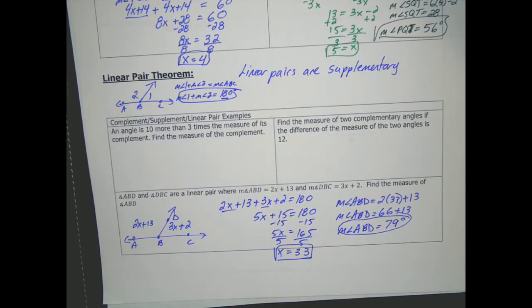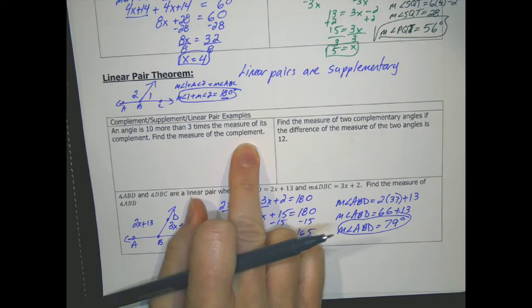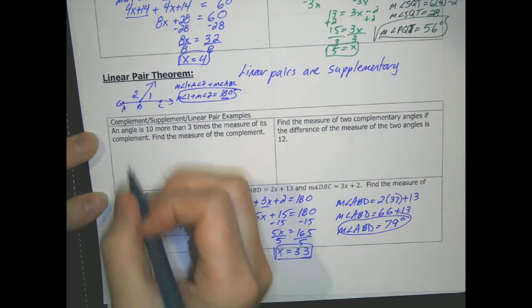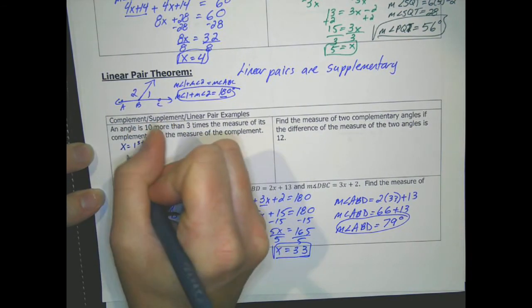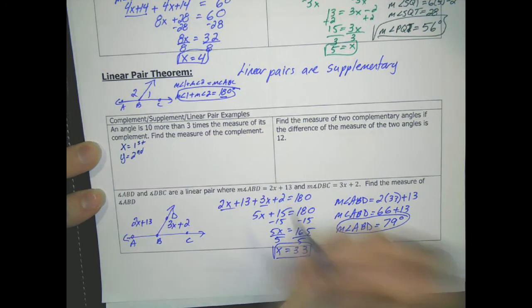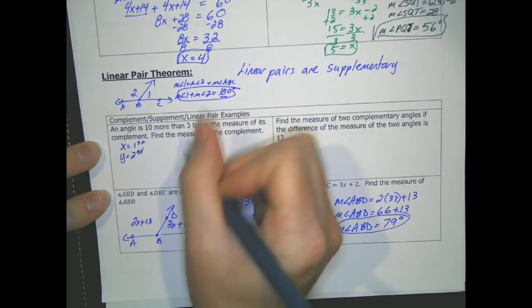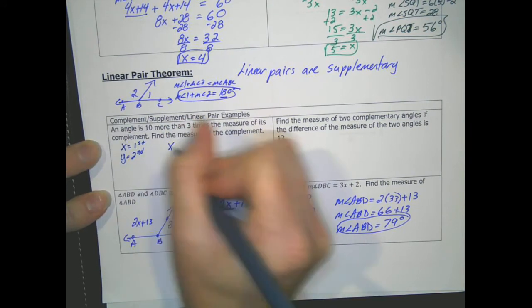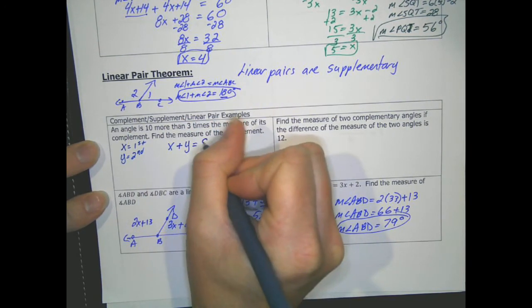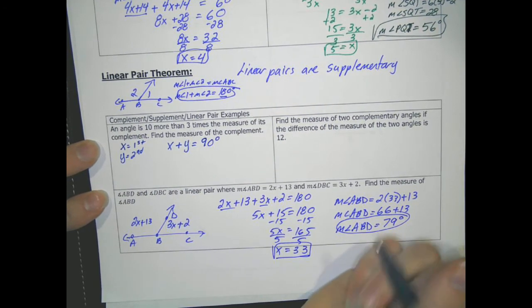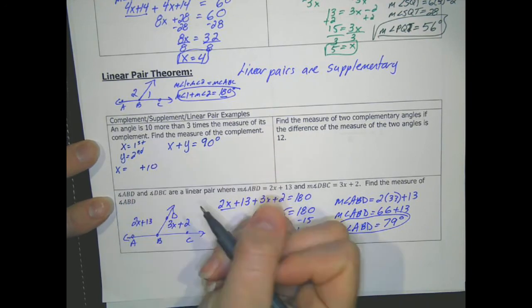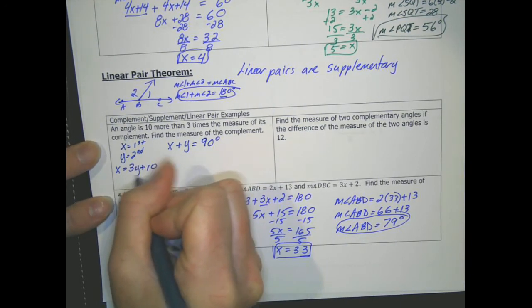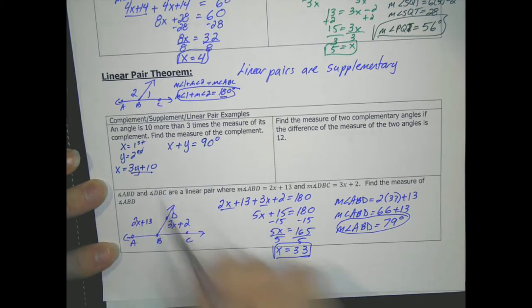Okay, complementary and supplementary. So an angle is 10 more than 3 times the measure of a complement. When I'm talking about two angles, let's say x is the first angle and y is the second angle. Because it says it's a complement, I know that those two angles add to be 90 degrees. It says an angle, let's say x, is 10 more than 3 times the measure of the other angle. So I know x is equal to 3y plus 10.